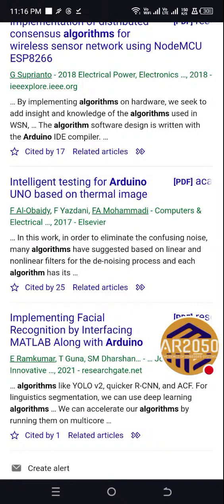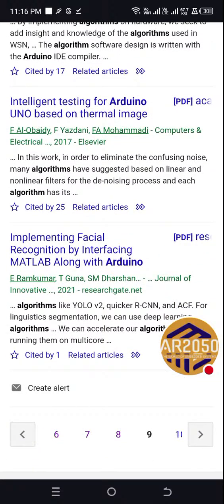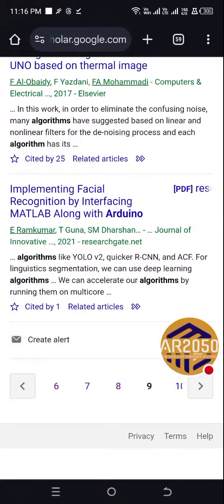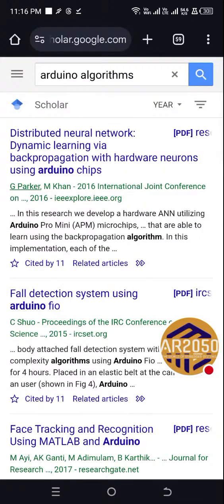Intelligent testing for Arduino UNO based on thermal image. Facial recognition by interfacing MATLAB. Yes, if you implement MATLAB, the actual processing is done on the MATLAB, so there is nothing to add from the Arduino. Arduino is just a fancy word to grab some traffic on your paper, I guess.